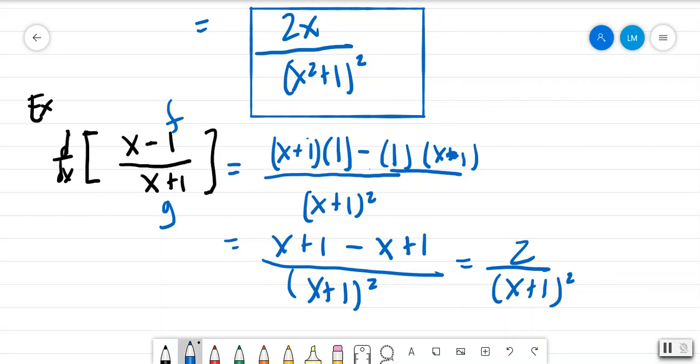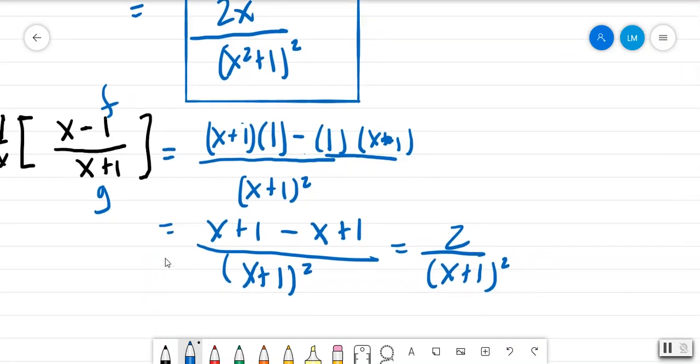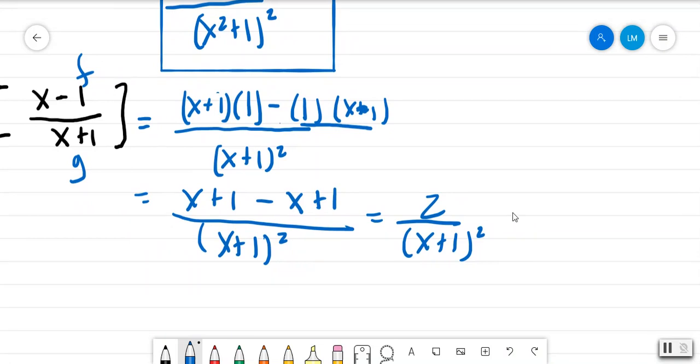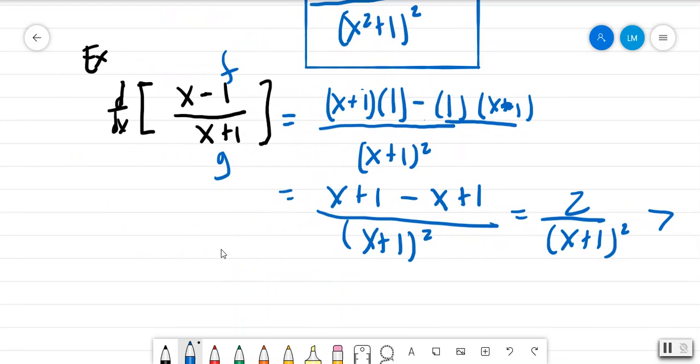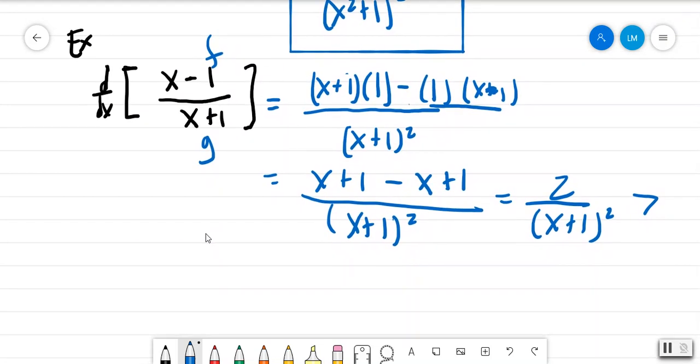Now, one thing to note about this derivative is that it's always going to be positive, which basically means that there are no horizontal tangents. But you also have that it's undefined at -1, so that's one thing to remember, that this one does not have a horizontal tangent, but it's always increasing.